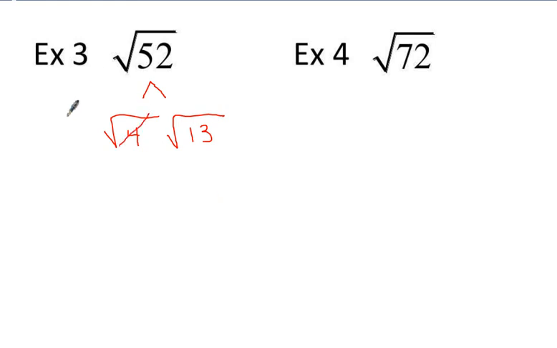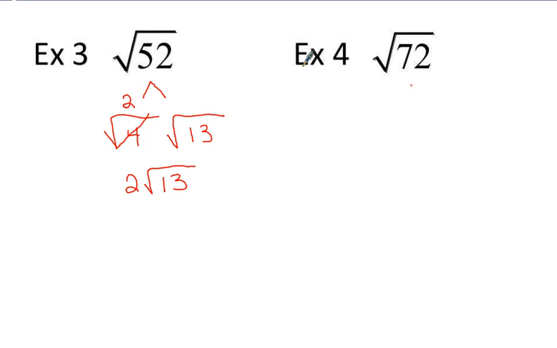The square root of 4 is going to be 2. So that would leave us 2 radical 13, or 2 square roots of 13. Now again, you would try to break that down if you could, but it won't divide by 4, it won't divide by 9, and the rest of the numbers are bigger than that.